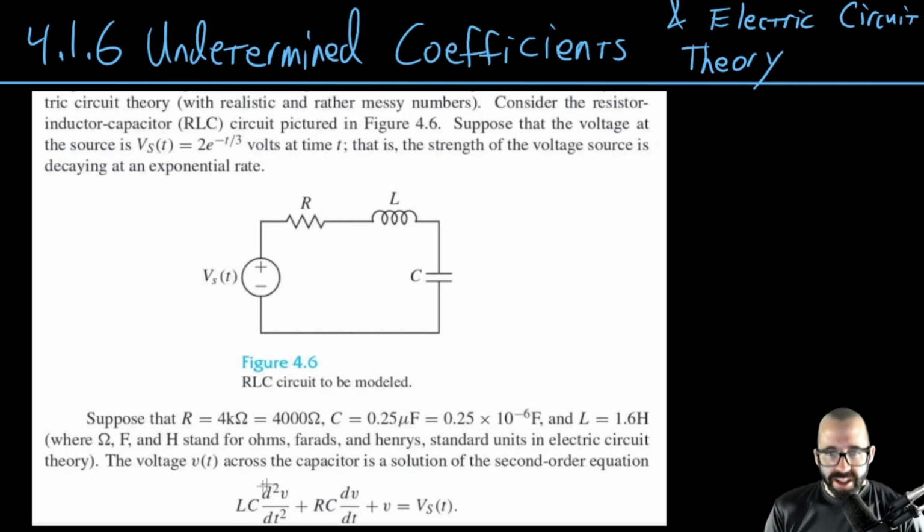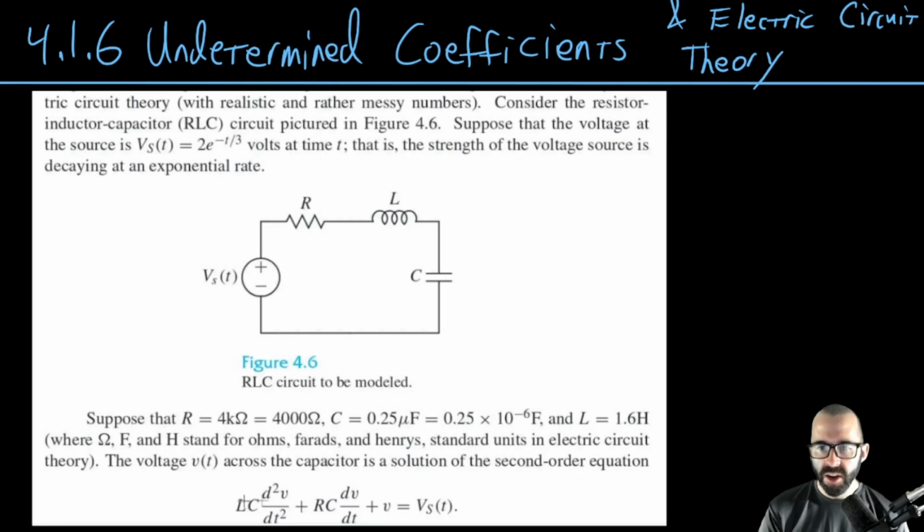So the voltage across the capacitor is going to be a function. It's going to be related to our input source, and then things are going to happen. And we're curious about what is the voltage across the capacitor over time, and what we can say is that this system, this electric system, can be modeled by a second order differential equation.